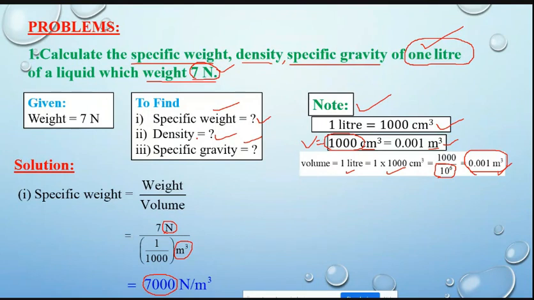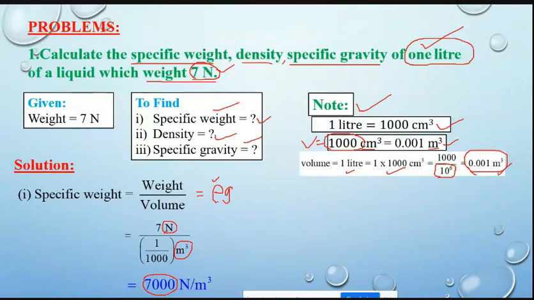So the given data is weight, and we have also calculated the specific weight. You can use a different formula: specific weight is also equal to rho into g. So we have one more formula for specific weight. Weight is equal to mass into acceleration due to gravity, divided by volume. Mass per volume can be written as rho. So specific weight is equal to rho into g.